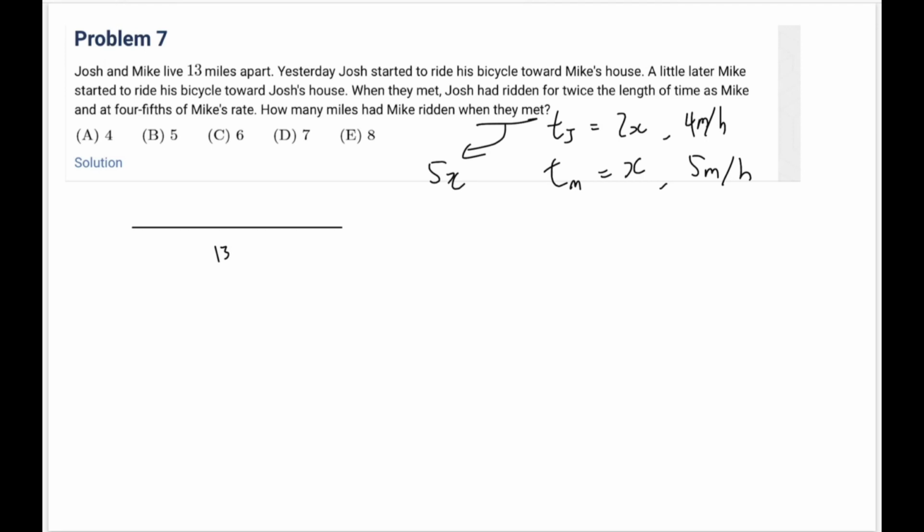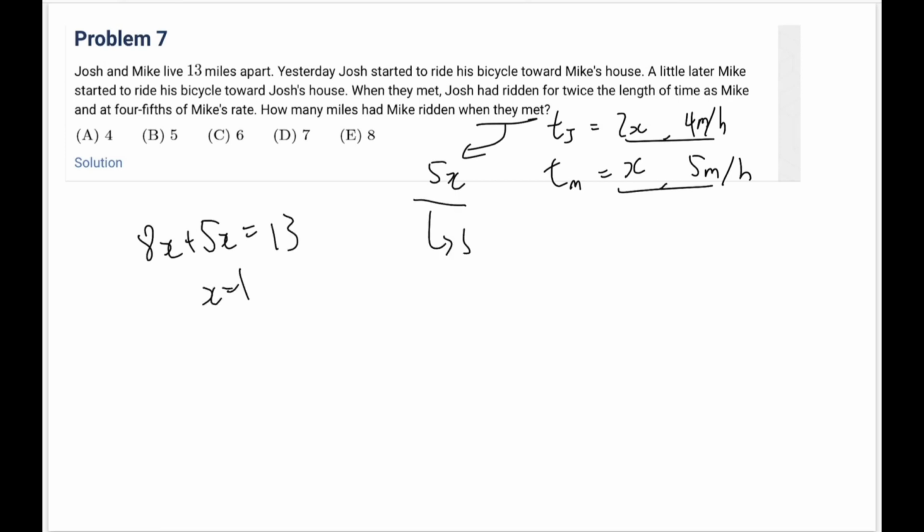So 13 miles is the total distance that they're apart, and so 8x plus 5x would be equal to 13, so x would be equal to 1, so 5x would be equal to 5, so the answer is B.